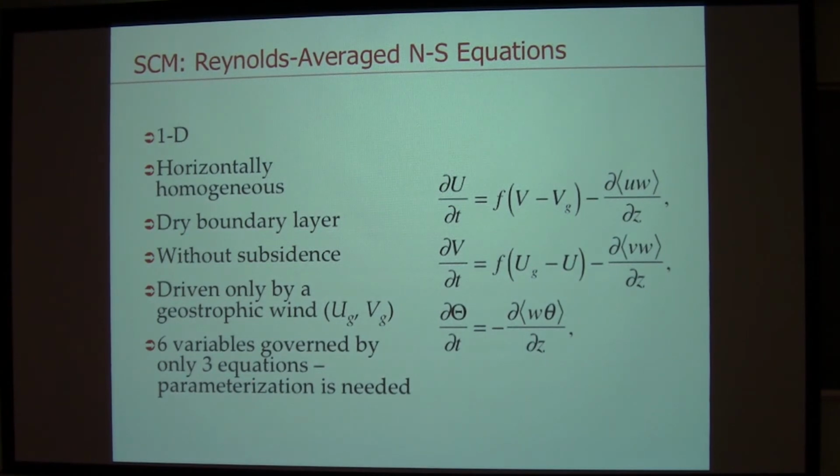And this problem illustrates the closure problem. We have 6 variables, U, V, theta, and <u'w'>, <v'w'>, and <w'theta'>, because these are higher order moments, so we don't have them, but we only have 3 equations. So the reason we need these models for this and this and this as eddy diffusivity, we model this as basically a function of the gradient of theta, is that with these extra models, we now have 6 equations and we close the system.